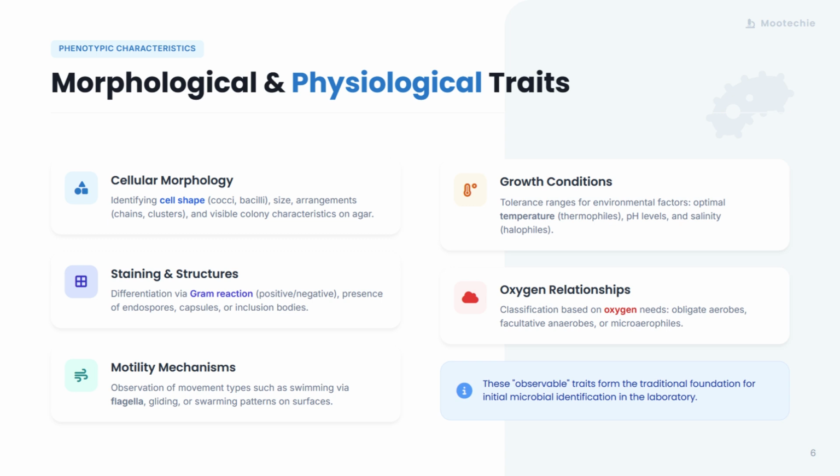This tells us if the organism requires oxygen to live, can live with or without it, or is even poisoned by it. These observable traits form the traditional foundation for initial microbial identification in the laboratory. For over a century, these have been the first and most accessible tools for a microbiologist starting to identify an unknown culture. Moving deeper, we explore the metabolic fingerprints of microbes.